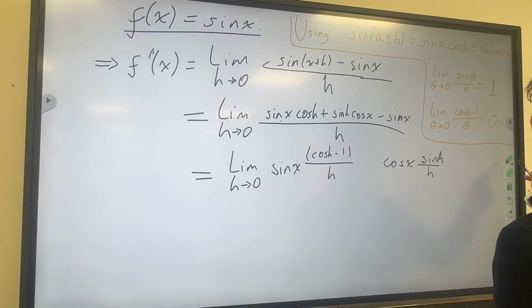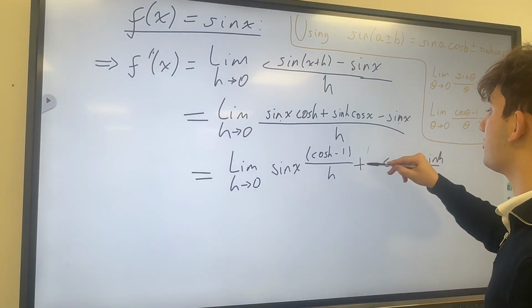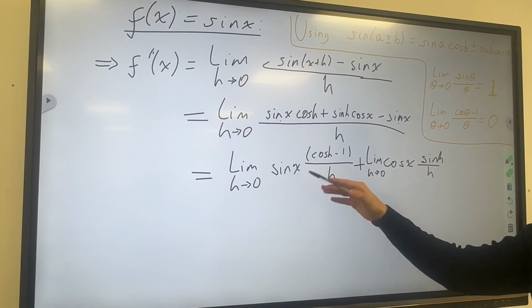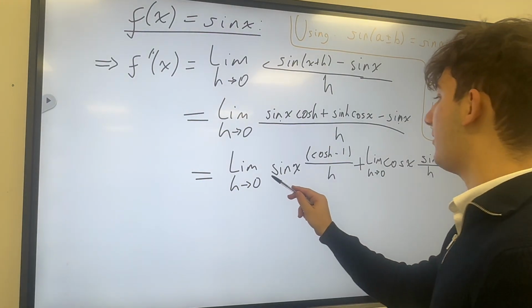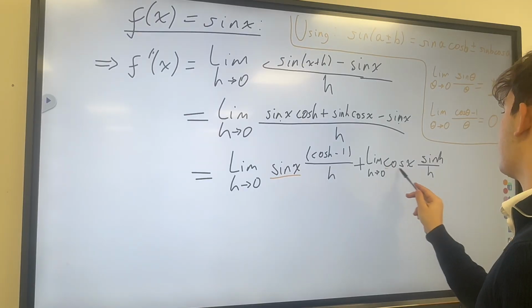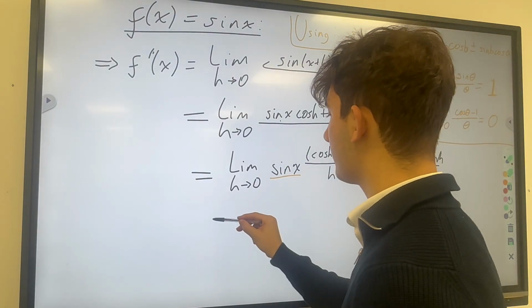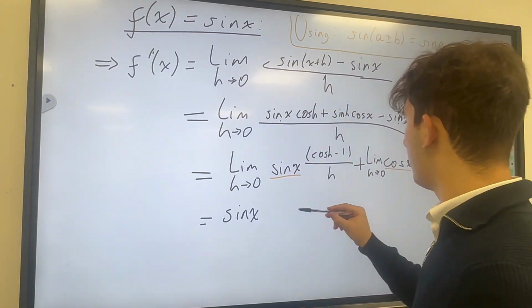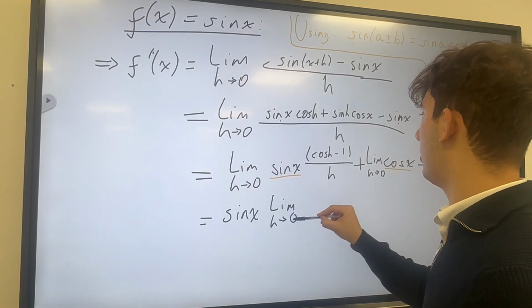The reason why I'm going to do that is I'm going to say 2 things. First of all, when you've got 2 things added in a limit, you can just apply the limit to the 2 things, like so. So we've got limit of this and the limit of that. And now, as you'll see, we've got something that doesn't involve H and something that doesn't involve H, which we can just take outside of the limit so that we know what to focus on. So sine of X is times by the limit as H approaches 0 of this thing.